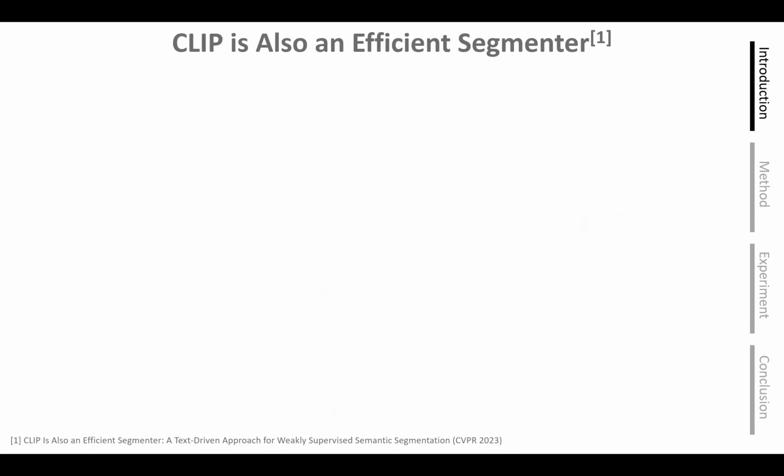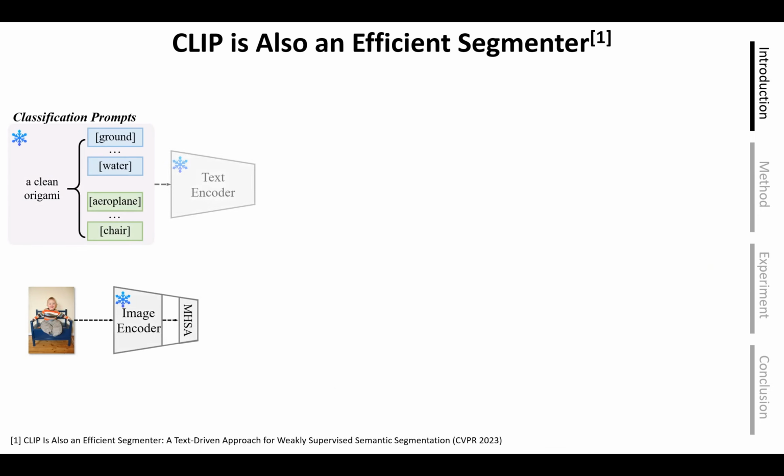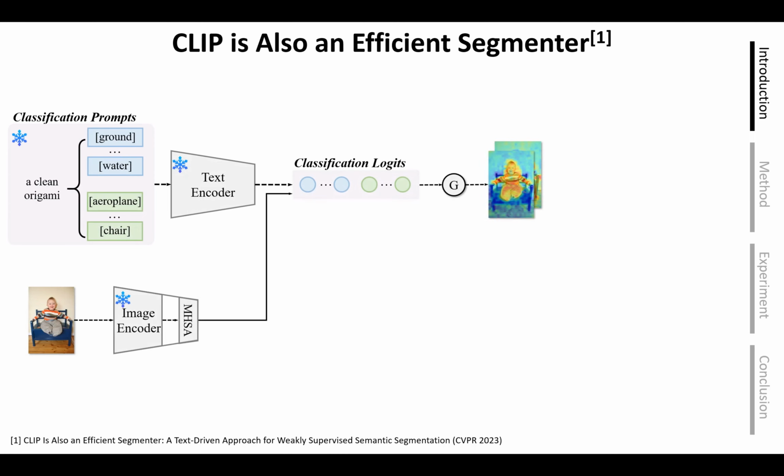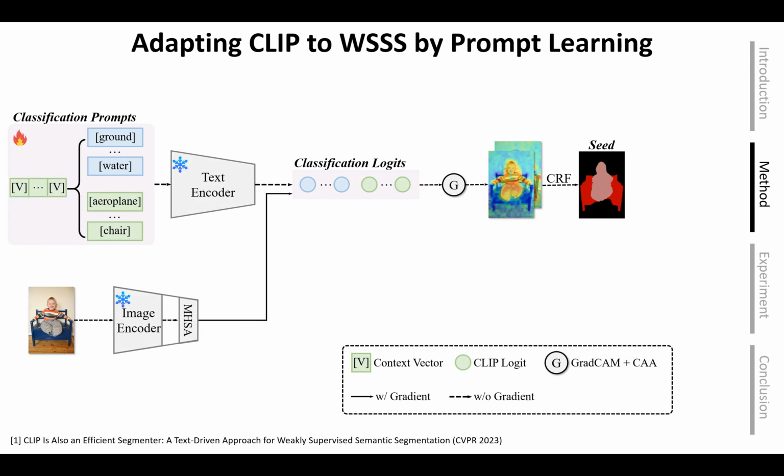CLIP-ES is a WSSS framework that inspires our work, which takes a frozen CLIP as a classifier to generate CAM. CLIP-ES encodes manually designed text prompts into text embeddings, serving as classification weights. In contrast to CLIP-ES, which manually selects text prompts, we employ prompt learning to adapt CLIP to WSSS more effectively.